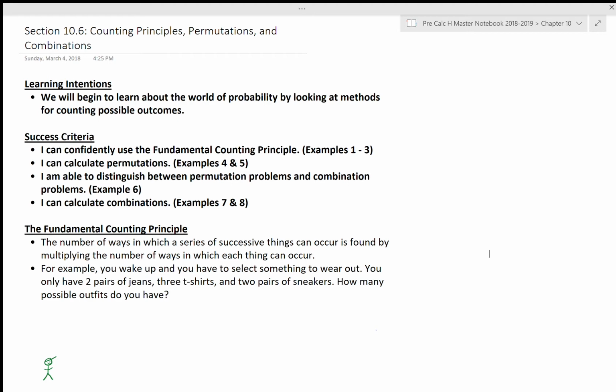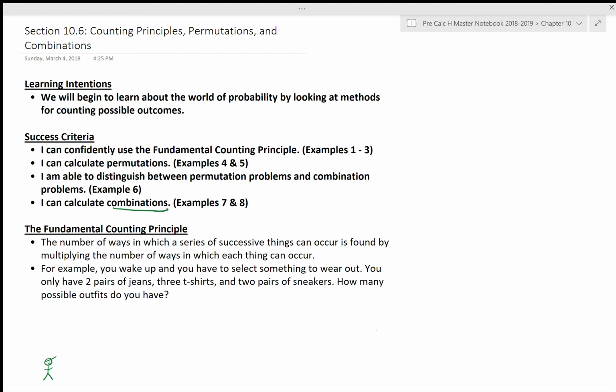So our success criteria: I can confidently use the fundamental counting principle. That's going to be in examples 1 through 3. I can calculate permutations, which is 4 and 5. I'm able to distinguish the difference between permutation problems and combination problems, and I can calculate combinations. Now, combinations you've already seen before, and when we get to that, you'll know what I'm talking about.